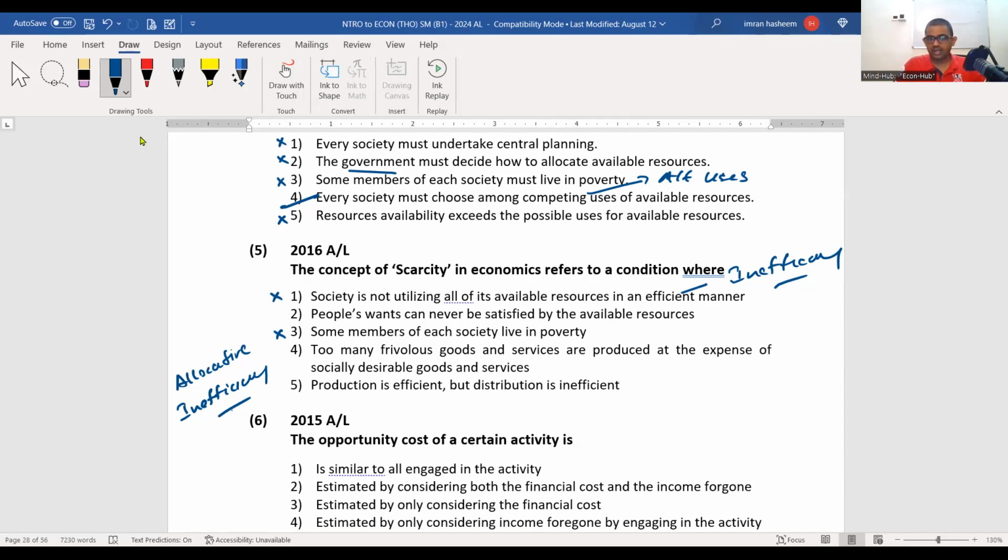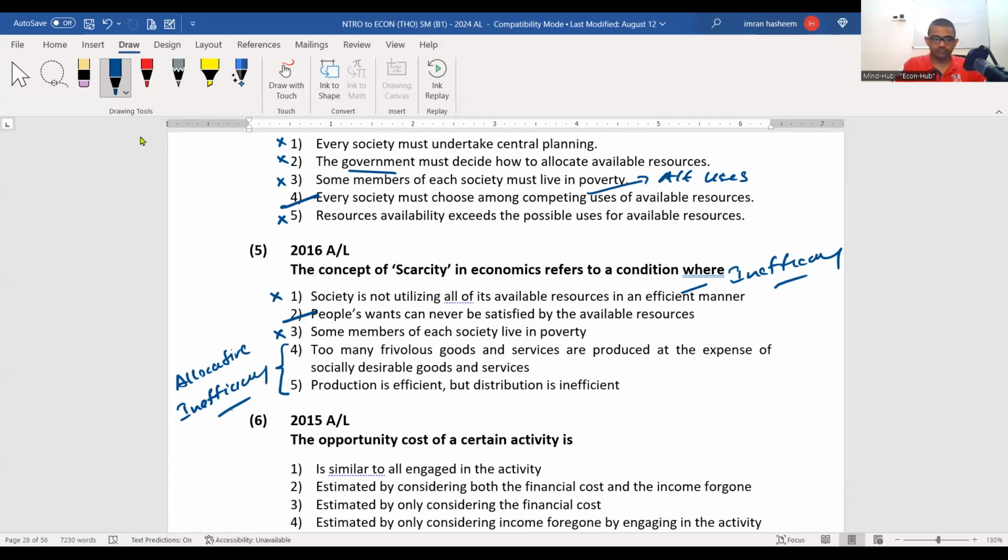Number 5, production is efficient, but distribution is inefficient. Again, allocative inefficiency. So 4 and 5 both are allocative inefficiency, not scarcity. Distribution or production doesn't become inefficient because of scarcity. That is not what scarcity is. Because of scarcity, we have to be efficient. That I agree. But scarcity is not the reason for inefficiency. That is not what scarcity talks about. We are clear. And we did a special area, if you remember, the conceptual difference between scarcity and efficiency. When you look at your notes, you will be reminded of that as well.